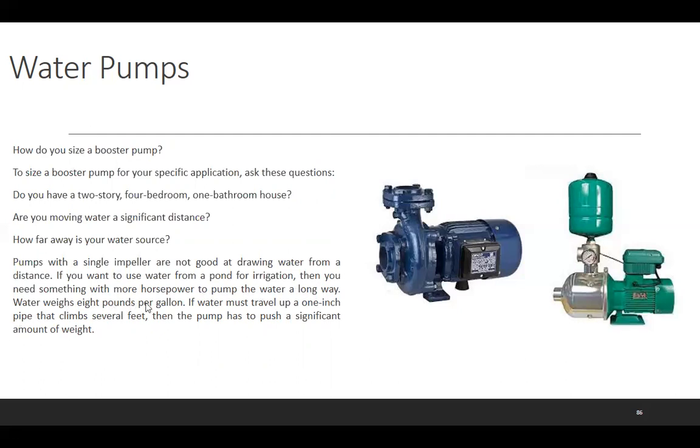Water weighs 8 pounds per gallon, approximately. Approximately lang yung 8, it's a rule of thumb. Pero may exact value yan. Sa conversion nyo, yun gamitin yung exact value, 7.85, gano'n. If water must travel up a 1-inch pipe that climbs several feet, then the pump has to push a significant amount of weight.